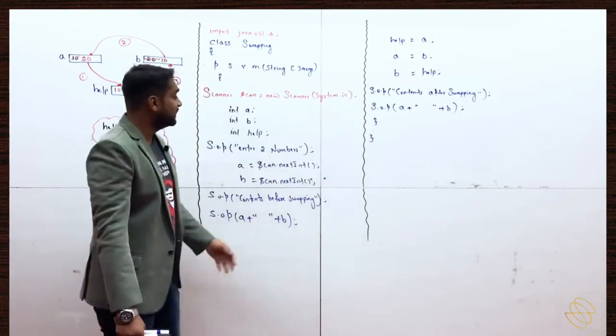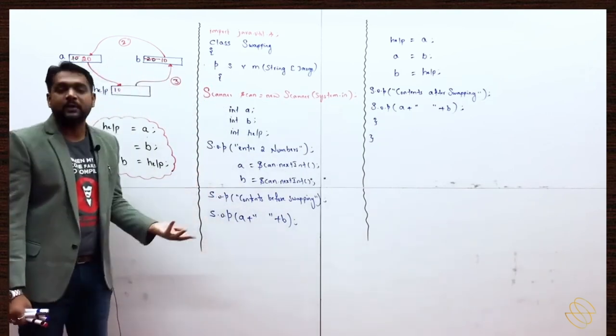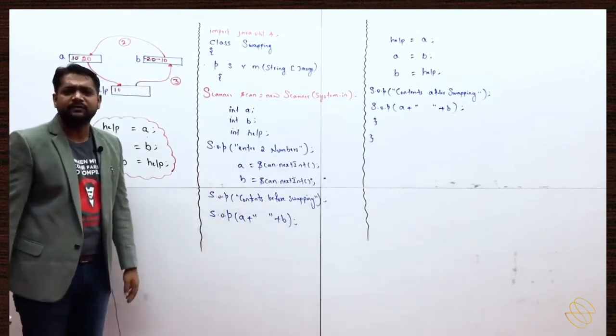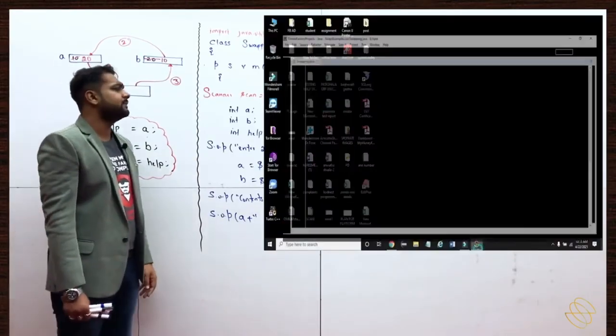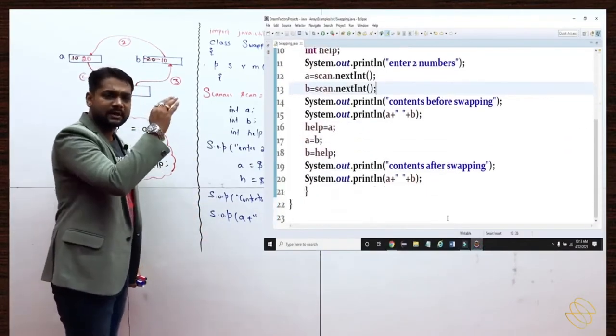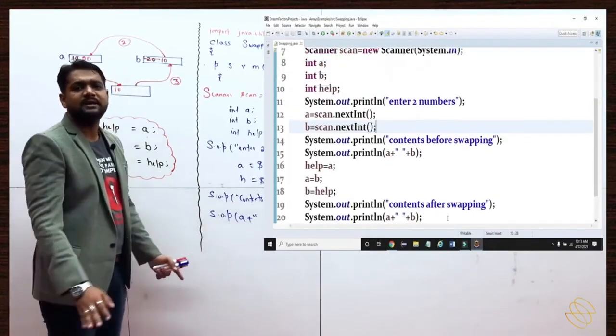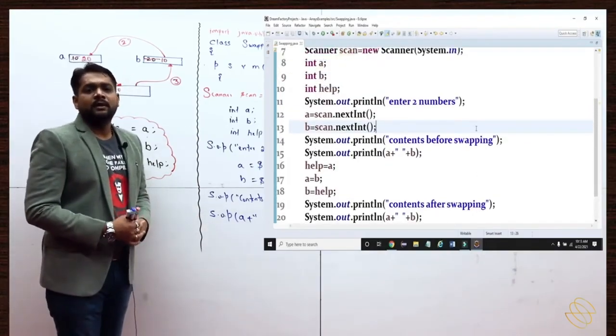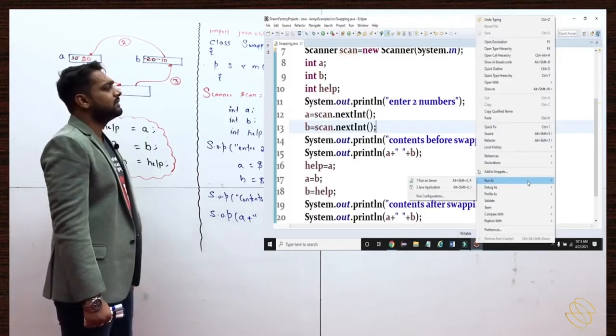Anyway, will this really work? Will the numbers get swapped? All those doubts you might have. Let me open Eclipse. Type the same program. Look at it, I have typed the same program. Literally the same program. I would right click, run as Java application.